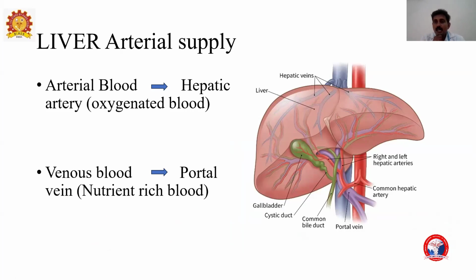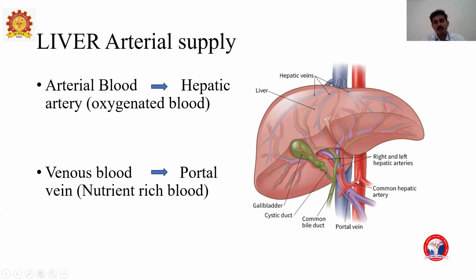So we need to know the arterial supply of the liver. So what is the main supply? Almost 80% of the blood received by the liver is venous blood. What venous blood? Portal venous blood. So it is a part of portal circulation. It is a nutrient-rich blood that comes to the liver by means of this.